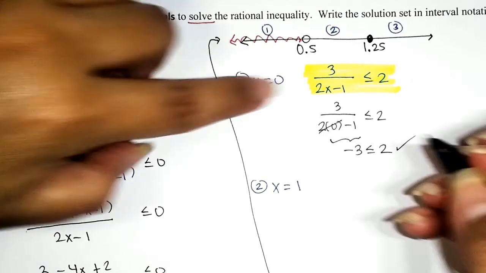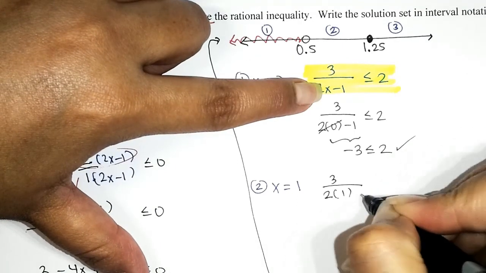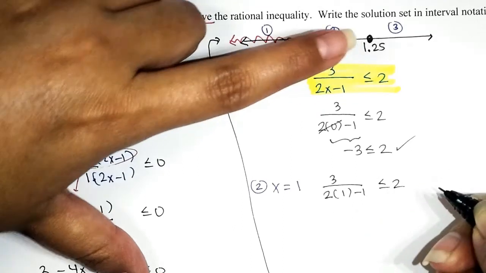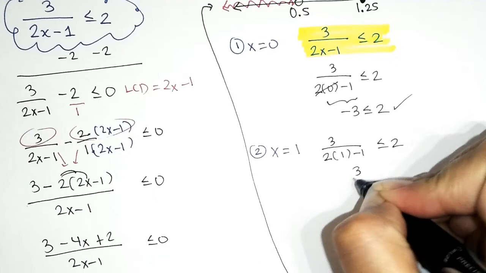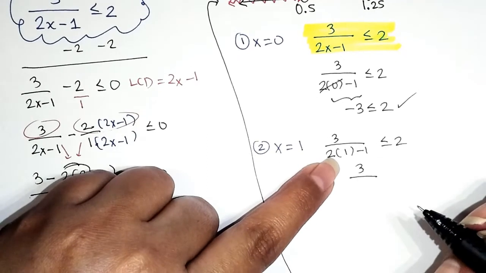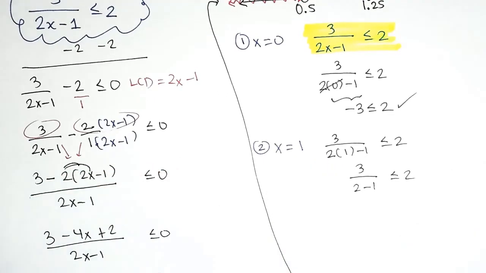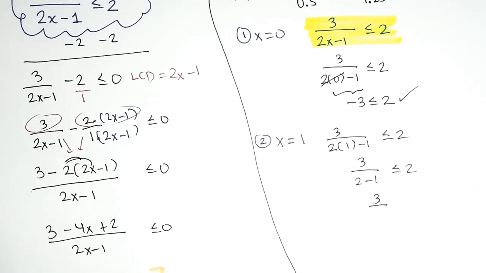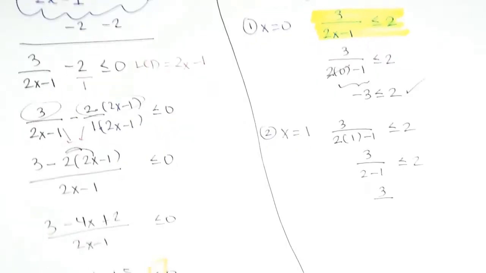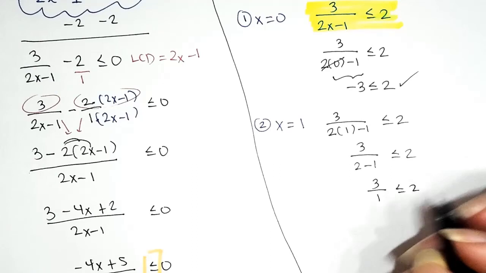Okay, so we have 3 over 2 times our x, which is 1, minus 1. And I need to know, is that really less than or equal to 2? Okay, so that will leave us with 3 over 2 times 1 is 2. We could subtract 1 from it, but I'm trying to minimize the number of steps that I overlook. Okay, I can do things in my head at times, but when I skip steps, I tend to make mistakes. Difference of 2 and 1 is 1, and quotient of 3 and 1 is 3.